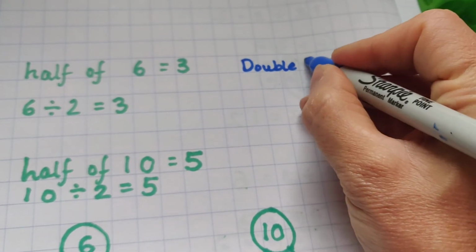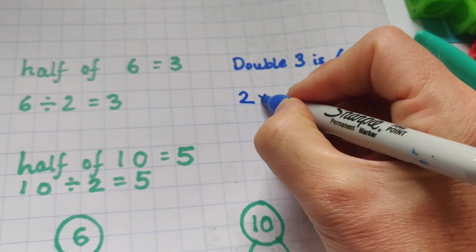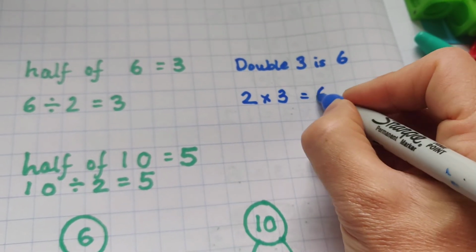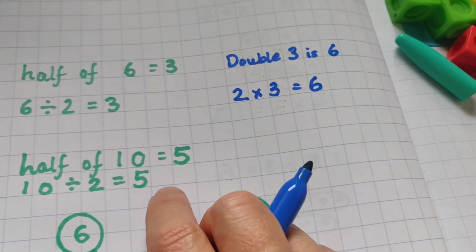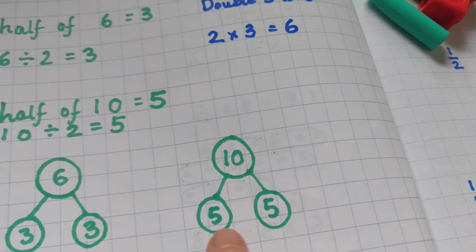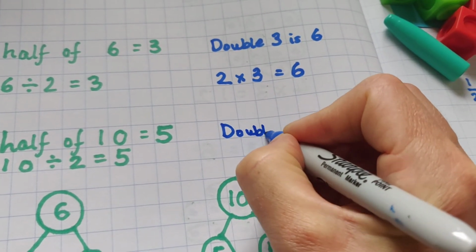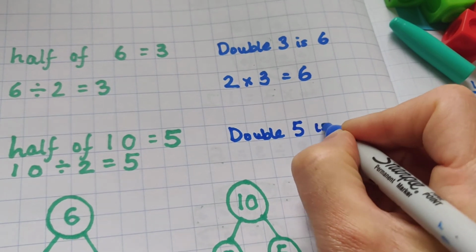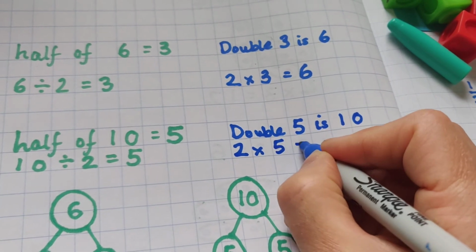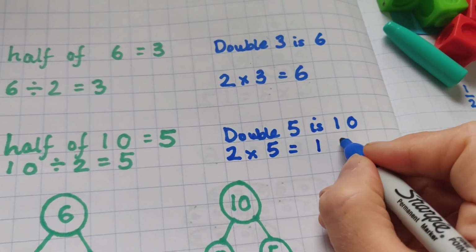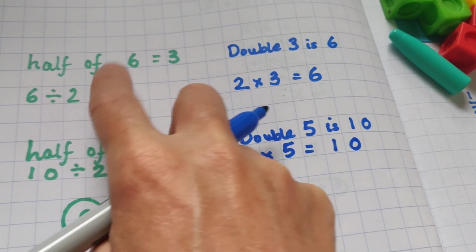So double 3 is 6. 2 times 3 equals 6. So that's the link between the halving and the doubling, and the link between the division and the multiplication. So if half of 10 is 5, the other fact that goes with that is that double 5 is 10, and 2 times 5 equals 10. So there's lots of links there between our multiplication facts, our division facts, our halving and our doubling.